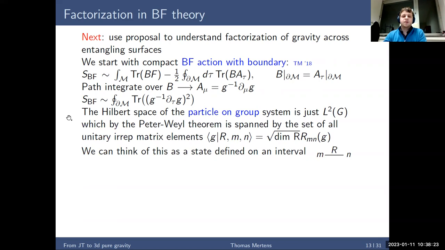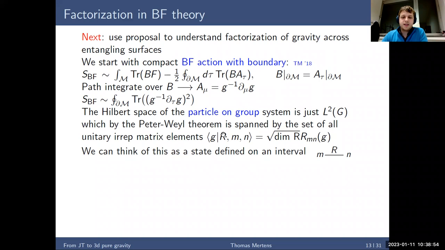Now, the Hilbert space of this particle on a group system is very easy. Of course, it's just L squared of G, the square integrable functions on the group manifold G, which by the Peter-Weyl theorem is then spanned by the set of all unitary irreducible representation matrix elements, which we can denote like that. So R_MN is the notation for a representation matrix element, with M and N the two indices that run within each representation.